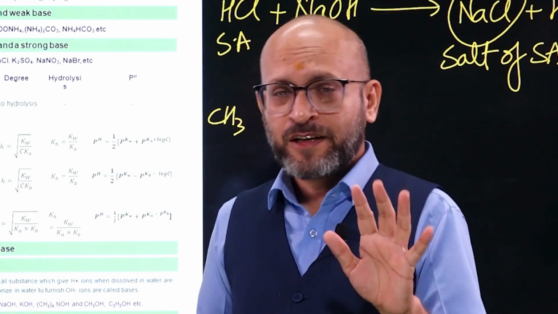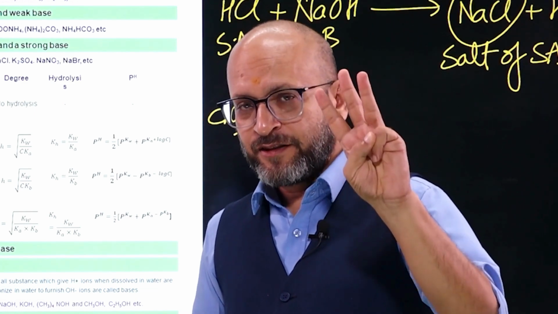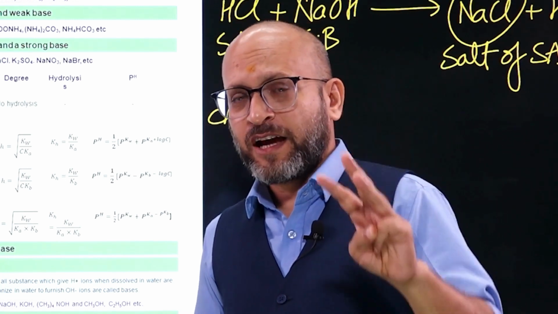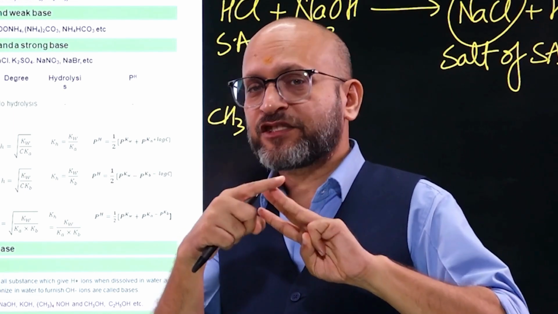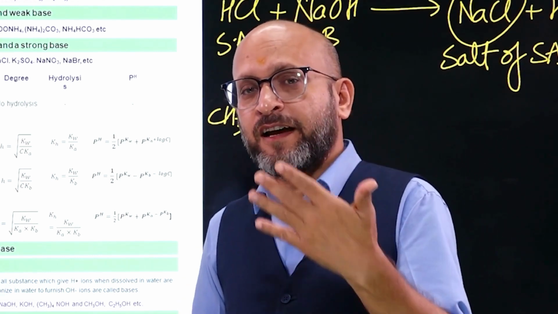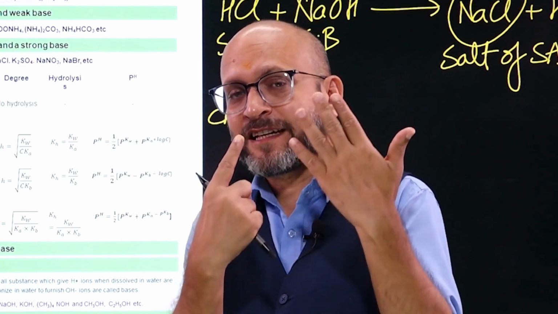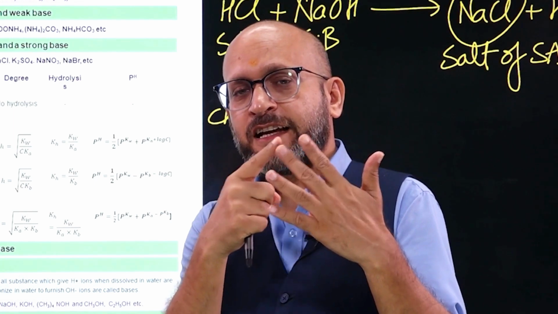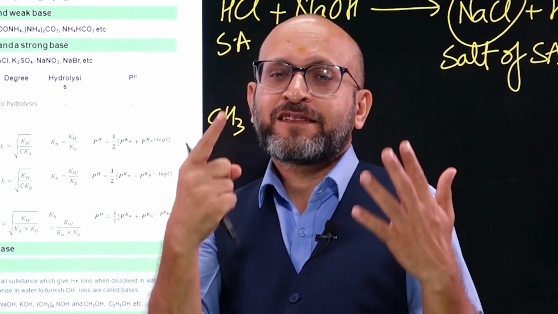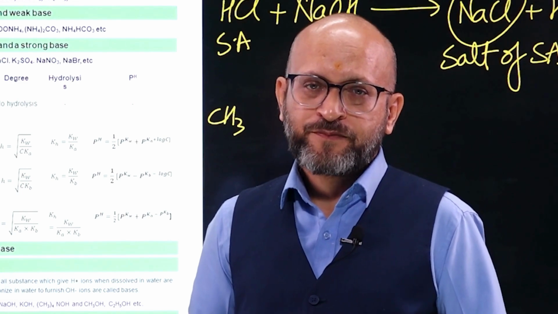Which ones are those? HCl, HBr, HI, the three hydrogen halide acids, or you can call them hydrohalic acids. HCl, HBr, HI, three of them are strong acids. Then you have HNO3, the fourth one, H2SO4, the fifth one, and HClO4. These six, HCl, HBr, HI, HNO3, H2SO4 and HClO4, are strong acids. Other than that, all are weak acids.